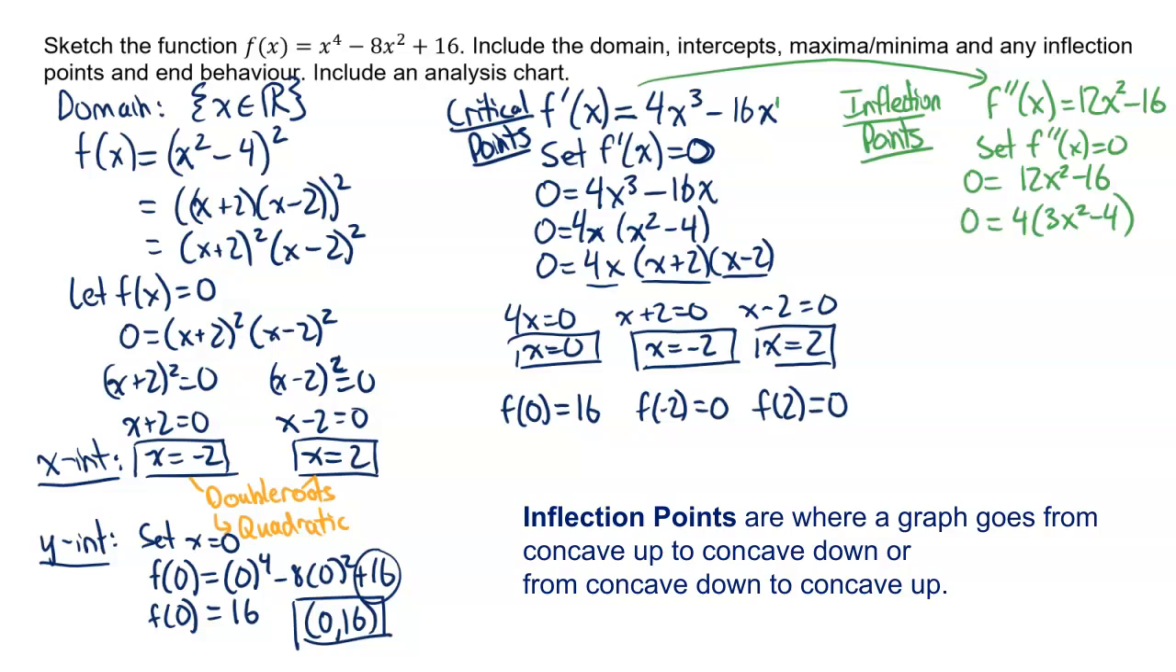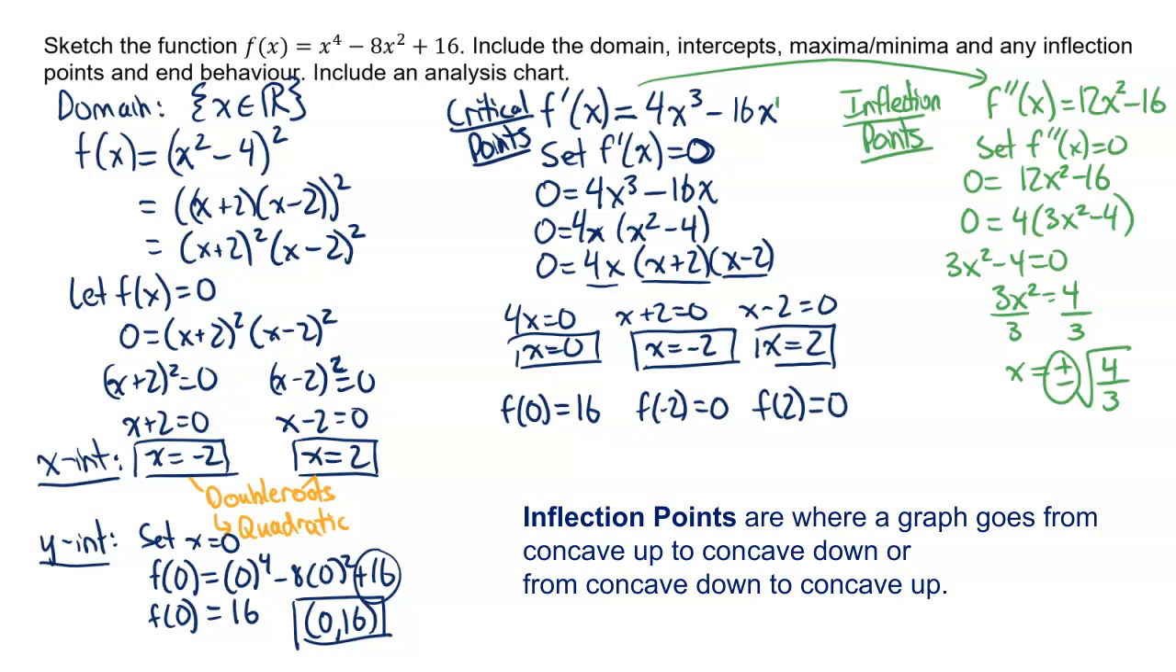Now at this point, I can solve when 3x squared minus 4 is equal to 0, because 4 can't be equal to 0. And so that gives me 3x squared is equal to 4. If I divide by 3, I end up getting that x is plus or minus the square root of 4 over 3.